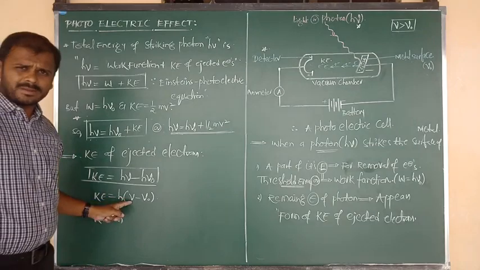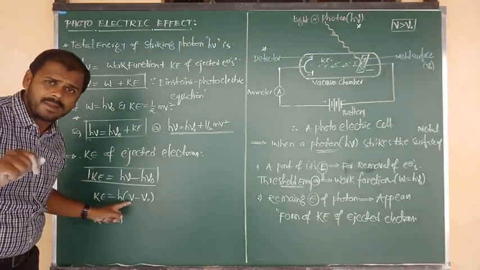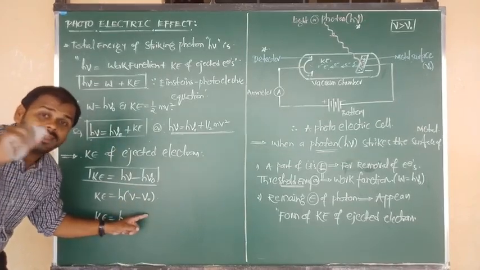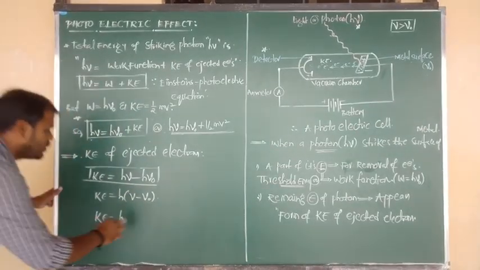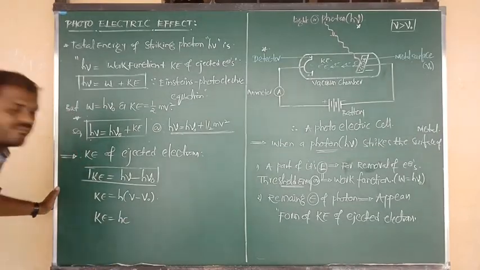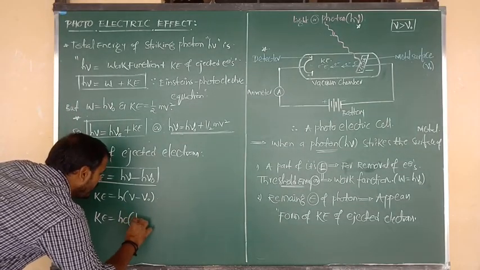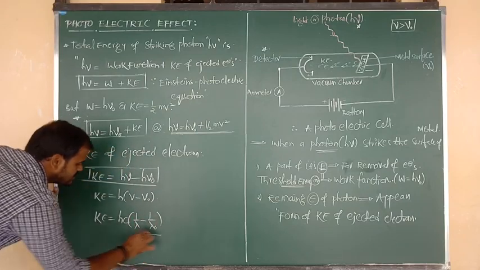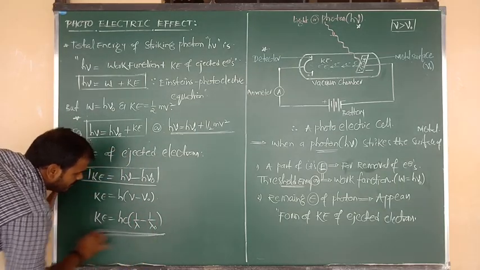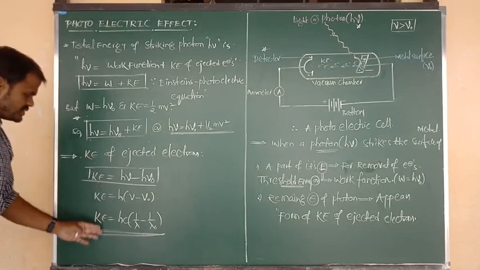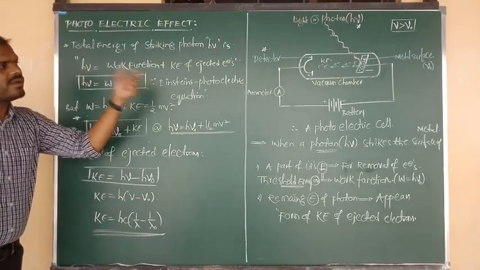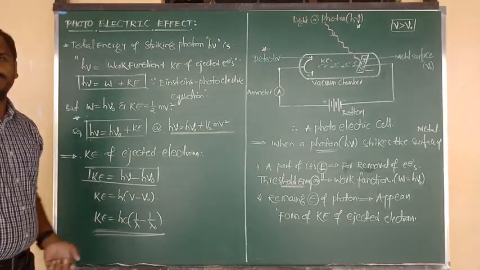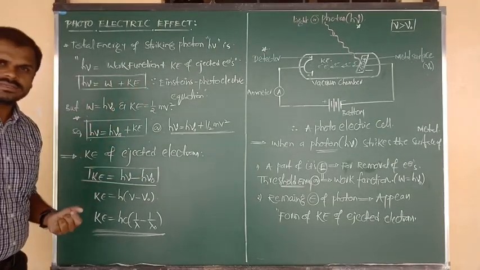And finally I am going to modify the equation: kinetic energy Ke equals h into, in the place of nu, frequency, you know the formula, c by lambda. Here we can write c by lambda, and here lambda naught. c is common, so finally Ke equals hc into 1 by lambda minus 1 by lambda naught. This is your final formula for the calculation of kinetic energy of the ejected electron from the metal surface. Any one respective formula you can use for the calculation.